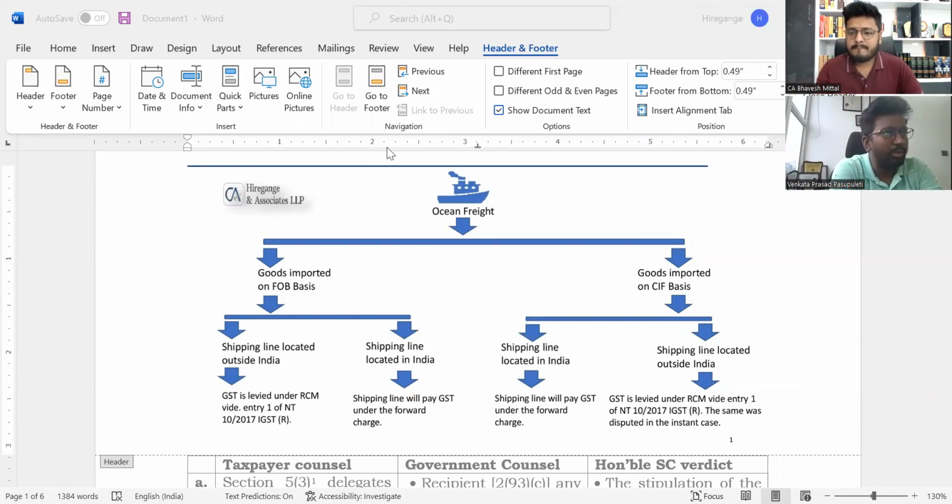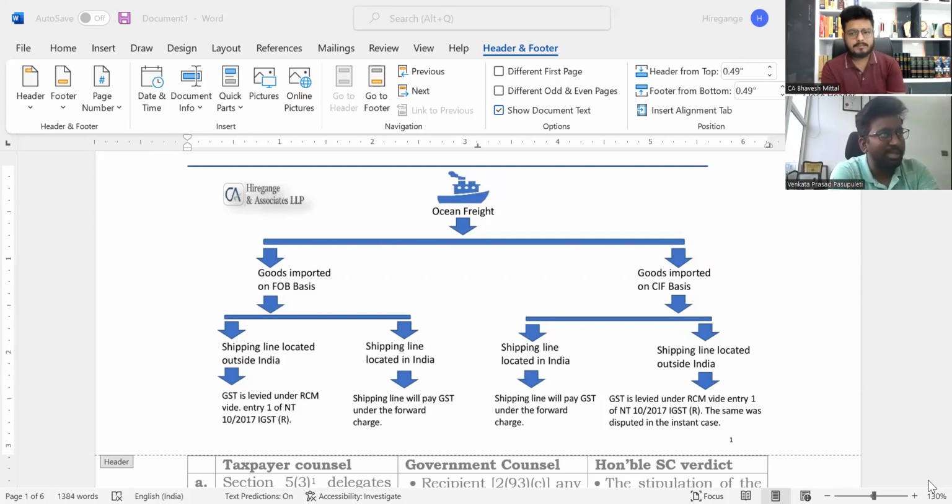The issue is related to ocean freight, where the transportation transaction is there in the case of import. So popularly, there are two modes in which the import takes place. Import contracts take place between the foreign supplier and the Indian importer. One is on the FOB basis, another is on the CIF basis. FOB is a short form of free on board, which means that the foreign exporter or foreign supplier will deliver the goods at the foreign port, and from the foreign port to the Indian port, it is the Indian importer who has to engage the transporter and transport the goods from the foreign port to the Indian port.